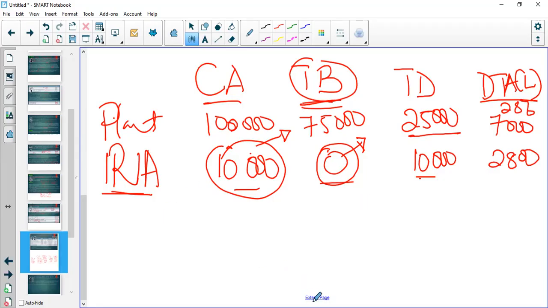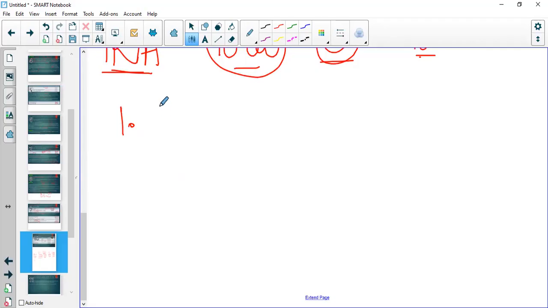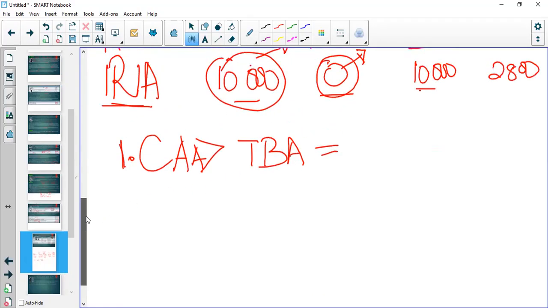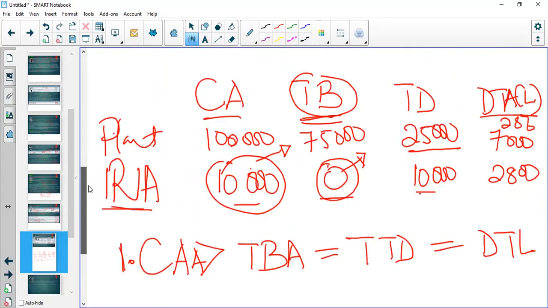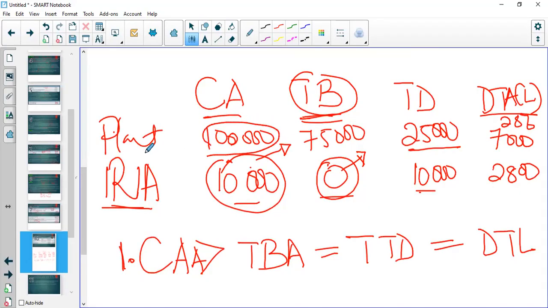Then we have to follow the rules. These are the rules that we have to follow. If the carrying amount of an asset is greater than the tax base of the asset, then the temporary difference is going to be a taxable temporary difference, which results in a deferred tax liability. In your first case, the carrying amount of the plant is greater than its tax base, so this 25,000 is a taxable temporary difference.